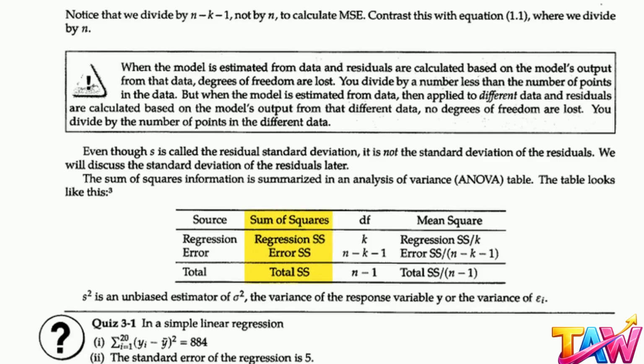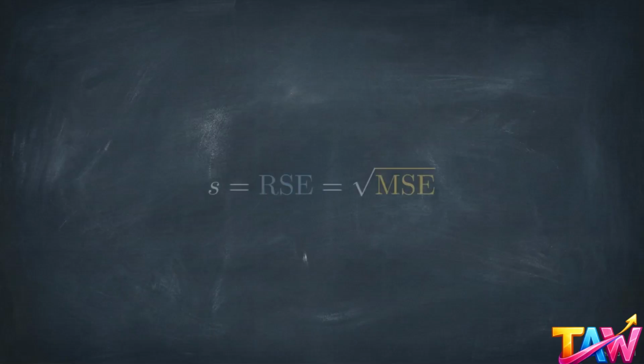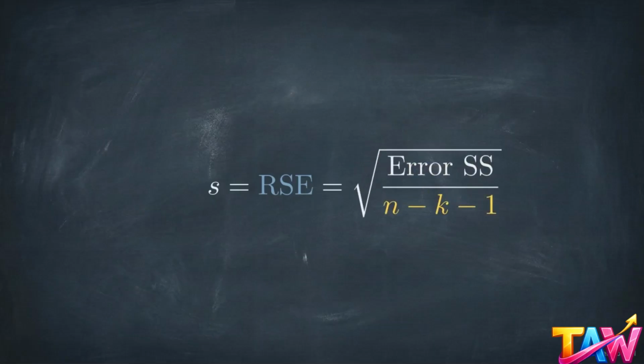This ANOVA table organizes these sums of squares. Each row carries specific degrees of freedom: n-1 for total, k for regression, and n-k-1 for error. Using this table, we calculate the residual standard error, or RSE, as the square root of the mean squared error.